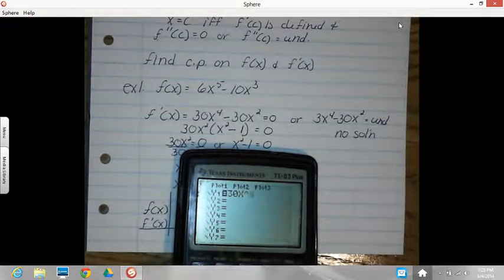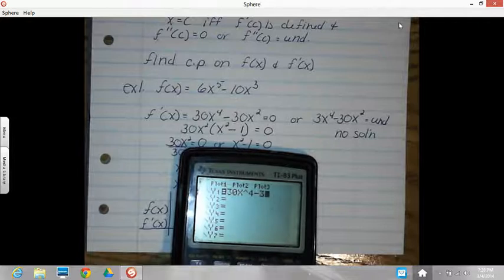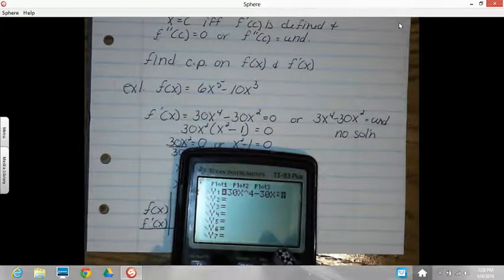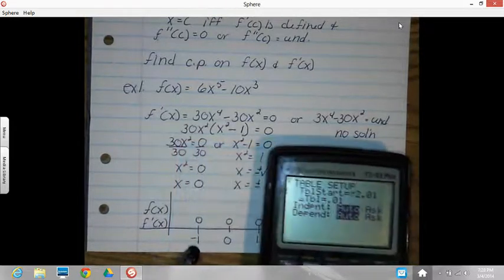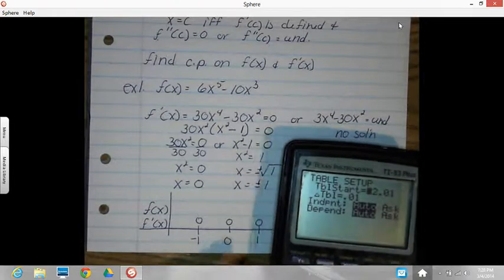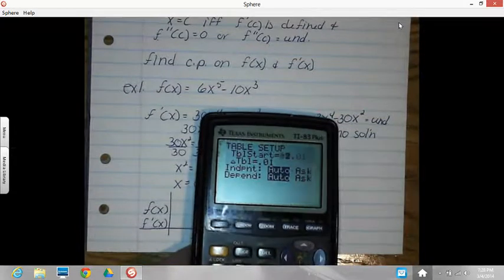And don't fast forward through this, you need to pay attention. Minus 30x squared. Now I'll go to the table set. And I want to look from negative 1 and in between all of these. So I'll have it start at negative 1. And I'll go by 0.1.